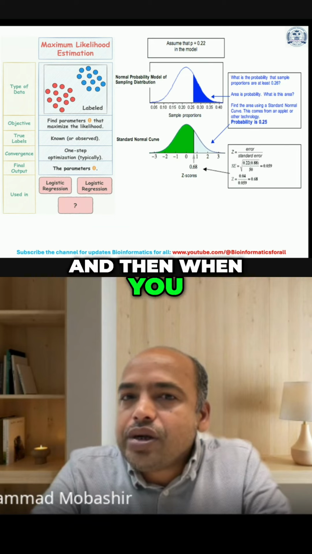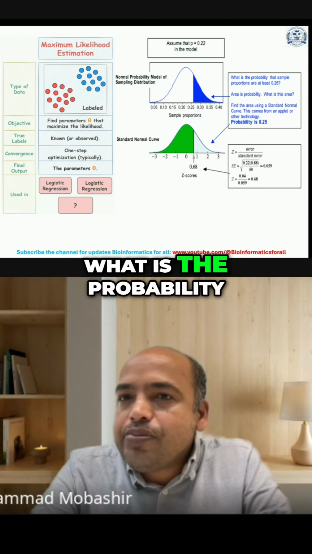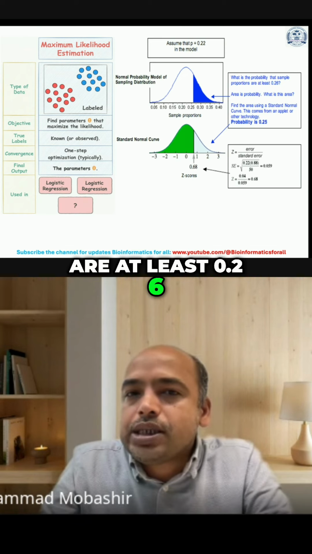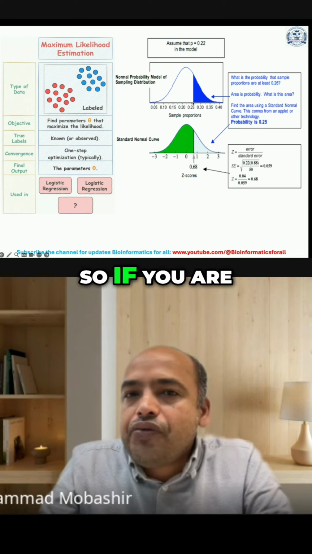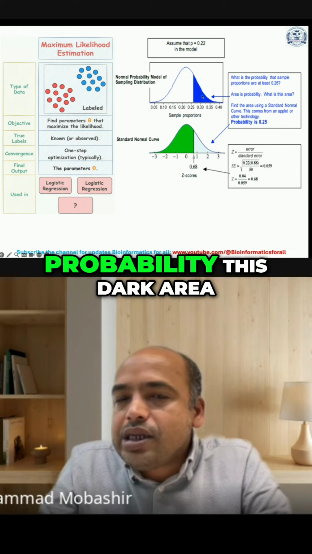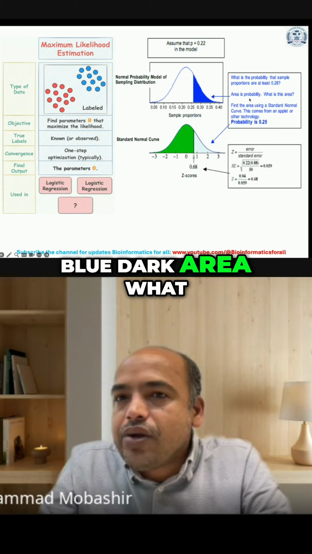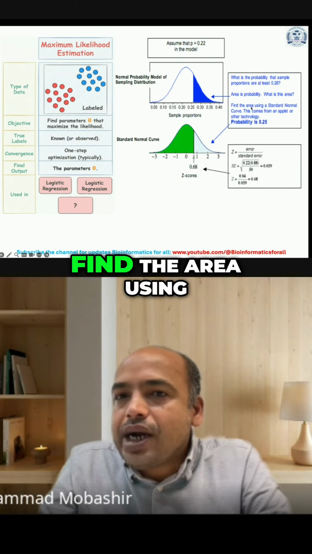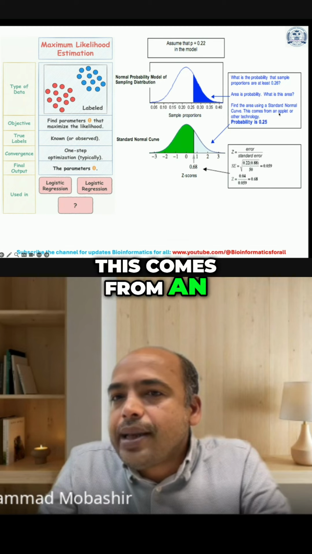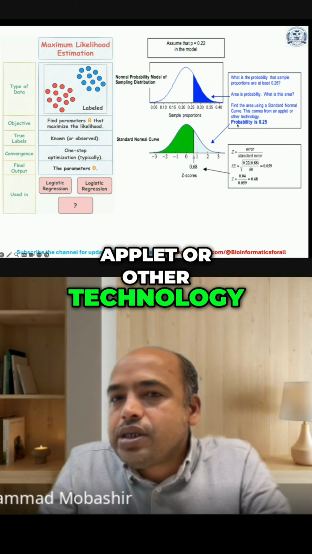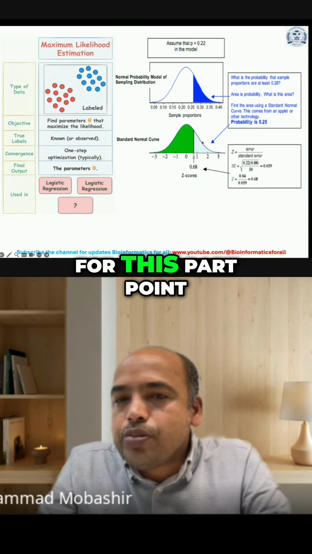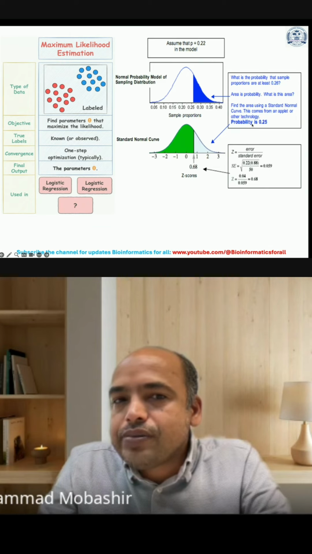And then when you are showing what is the probability that the sample proportions are at least 0.26. So if you are here, then the area is the probability, this dark blue area. What is this area? Find the area using a standard normal curve. This comes from an applet or other technology. And the probability here, it shows for this part 0.25.